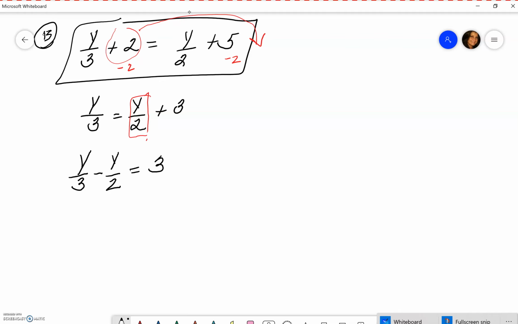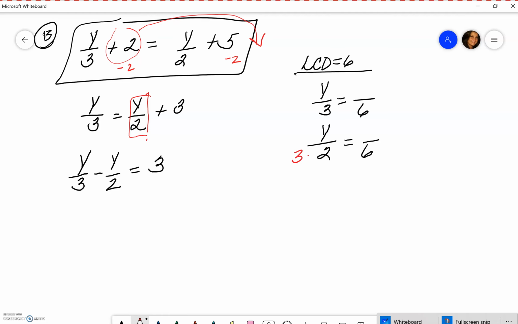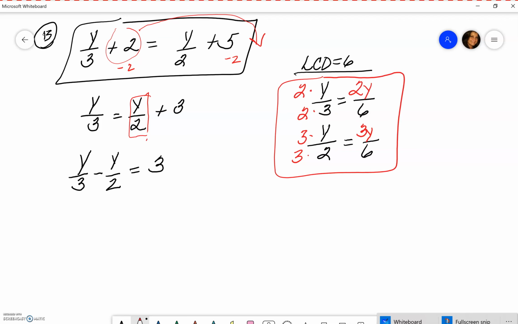Now you can see we have to come up with a lowest common denominator, which is 6. Hopefully you can see that. Let's come up with our equivalent fractions for those. So we have y over 3, and then we have y over 2, with a denominator of 6. Now if we multiply it out, 3 times 2 is 6, 3 times y is 3y, 2 times 3 is 6, and then 2 times y is 2y. So now we have our equivalent fractions.